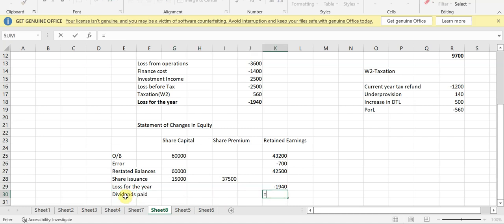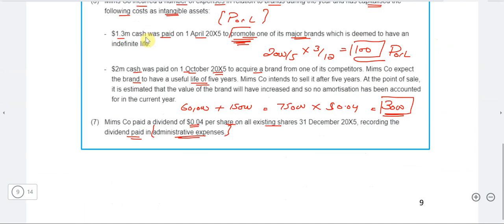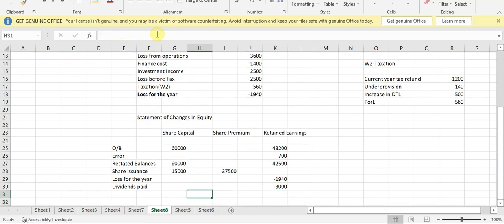So press equal to sign, and 60,000 were the initial number of shares plus 15,000 were further. Okay, you need to open the brackets first of all. Apply the brackets and then multiply by what was the amount of the dividend. It was 0.04, so 0.04, and dividend should be deducted, so you can have the minus sign as well. So it is minus 3,000.